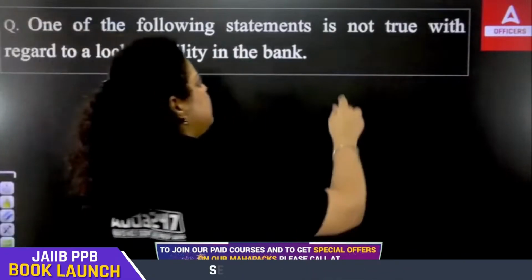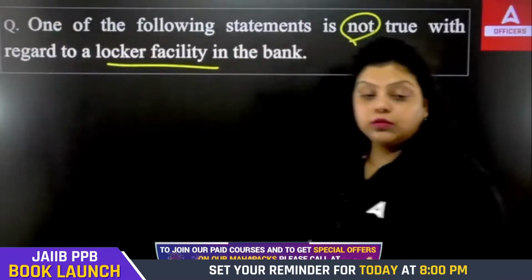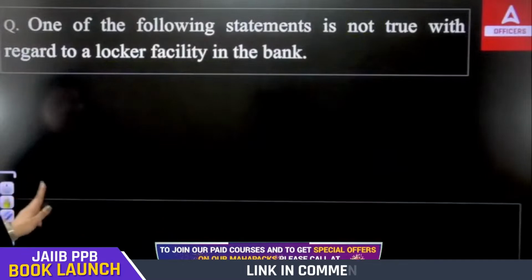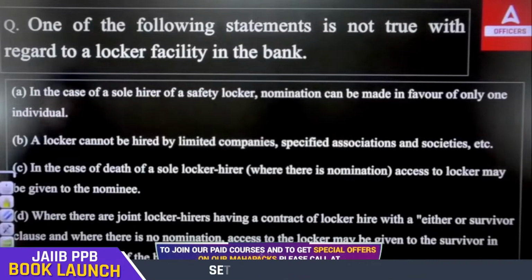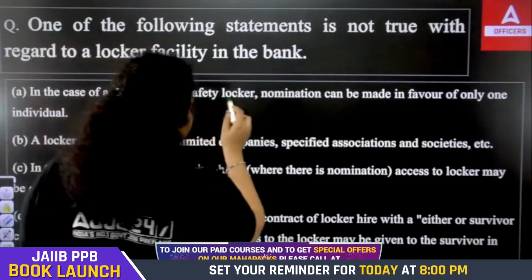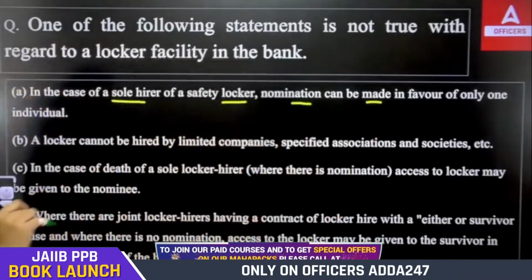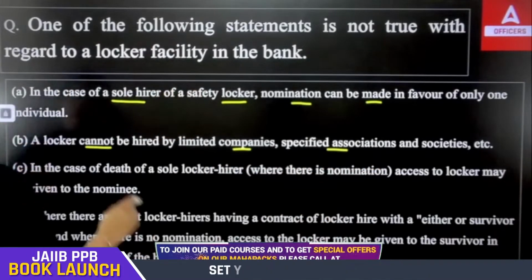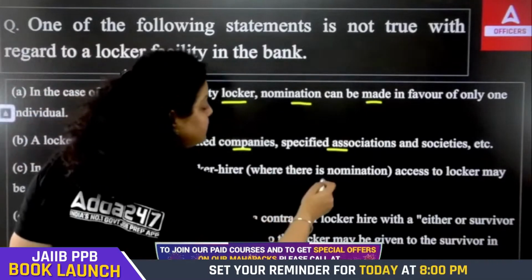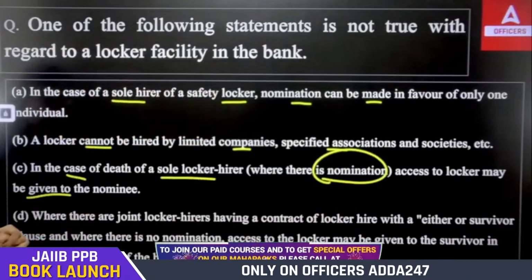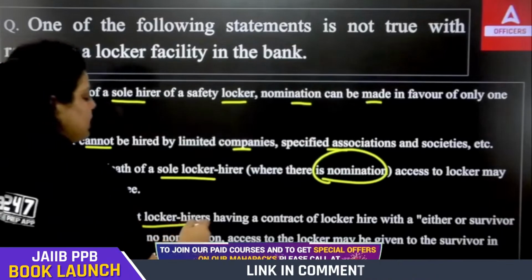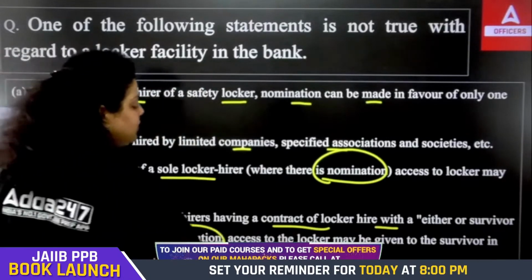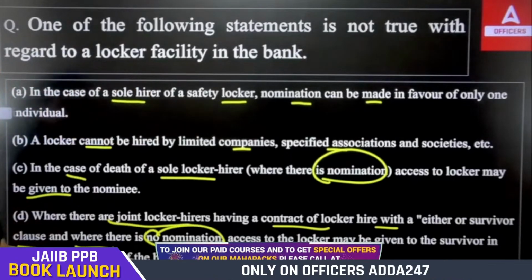Next, which one of the following statements is not true with regard to the locker facility in the bank? We have these options. First option: in case of a sole hirer of a safety locker, nomination can be made in favor of only one individual. Second: a locker cannot be hired by limited companies, specified associations and societies, etc. Third: in the case of death of a sole locker hirer where there is nomination, access to the locker may be given to the nominee. Fourth: when there are joint locker hirers having a contract of locker hire with an either or survivor clause where there is no nomination, access to the locker may be given to the survivor in case of death of one of the hirers.